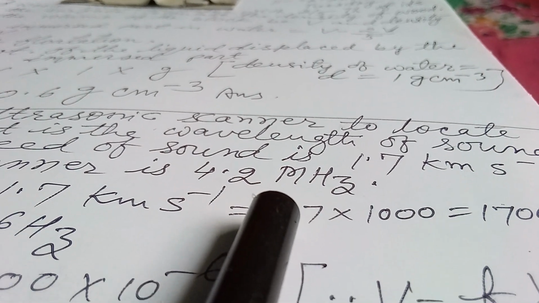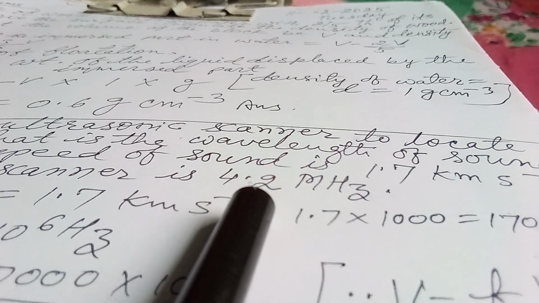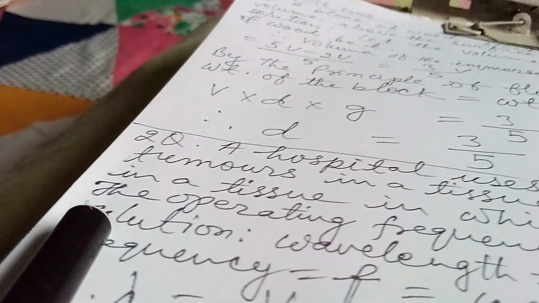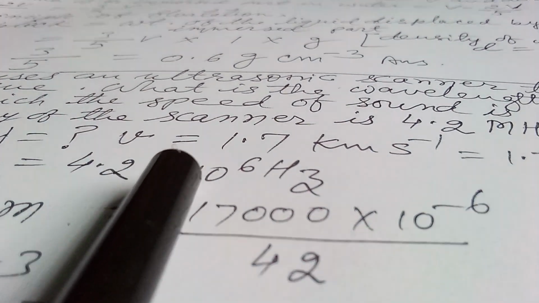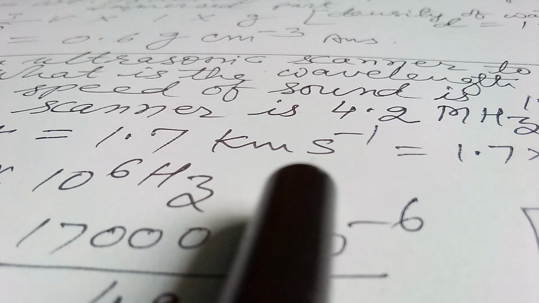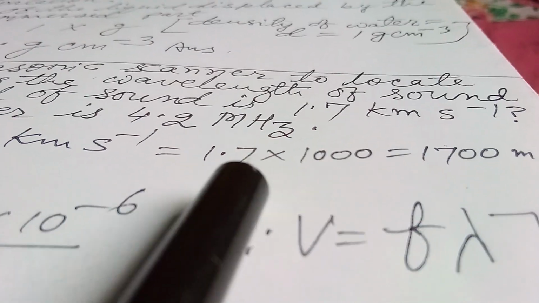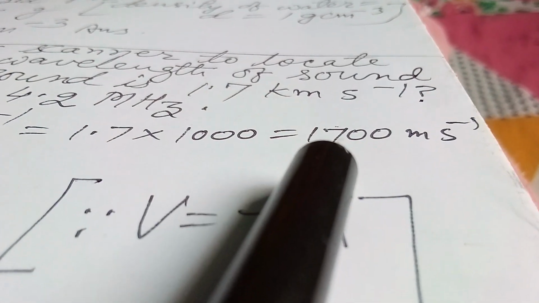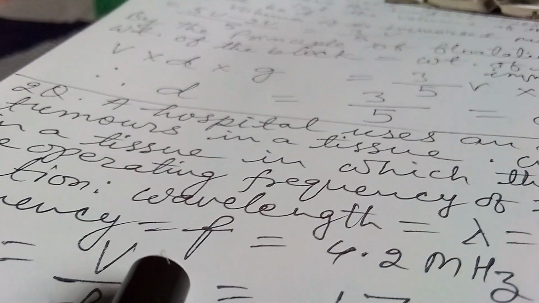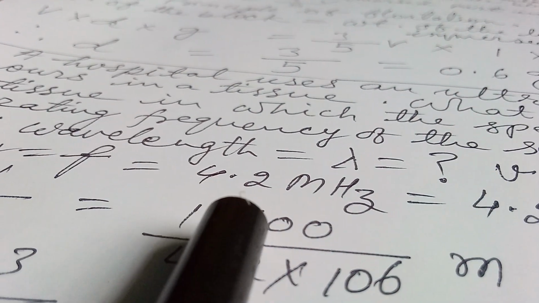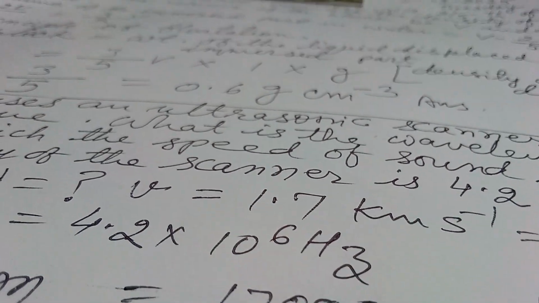M stands for mega, and you know that 1 megahertz is equal to 10 to the power 6 hertz. So the solution is: wavelength lambda is what we have to calculate. V, that is the velocity, equals 1.7 kilometer per second. We will convert into meter per second, so we multiply by 1000. So 1.7 into 1000 becomes 1700 meter per second. And frequency f equals 4.2 megahertz, that is equal to 4.2 into 10 to the power 6 hertz.